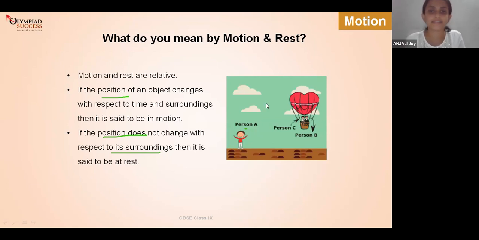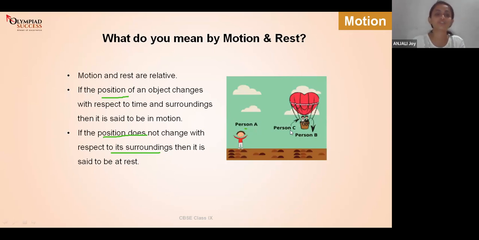Person A, B, and C. Person A is on the ground. With respect to person A, person B and C are at rest or in motion? They are traveling in the hot air balloon. They are in motion. So person A would say B and C, you are in motion. But what about person B and C? What will person C say to B? Are you at rest or in motion? With respect to person C, is he at rest or in motion?